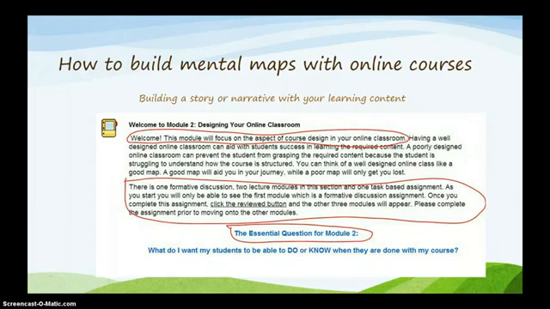And finally, build a story or narrative with your learning content. You'll see below I have a welcome to my module 2. I try to create a narrative story that allows a student to have a beginning and an end. Whenever you approach new material, students always look for the beginning, or the entry point, and they look for the middle, and they look for the end, which usually is the assessment piece. And I always try to line up an essential question for the module. In other words, what do I want my students to be able to do or know when they are done with my course? What are the essentials?